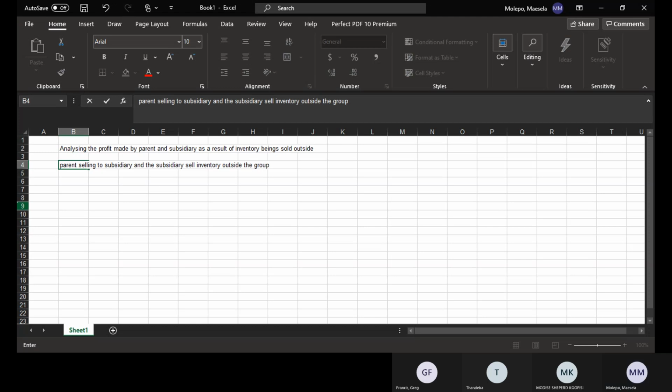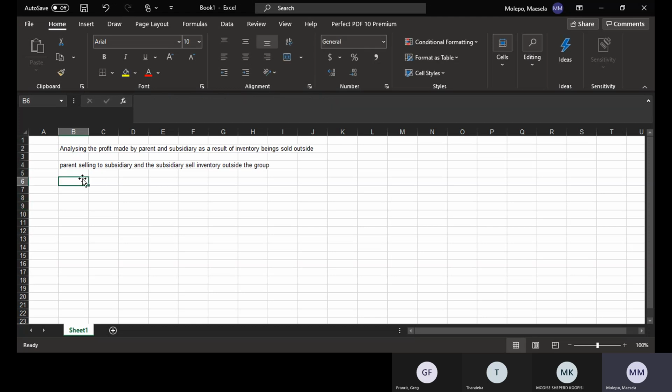So we've got inventory, we're just going to assume that A sells inventory of 1,000 to B, and then B sells the same inventory to C. Then the profit.